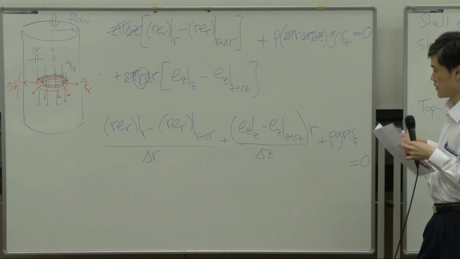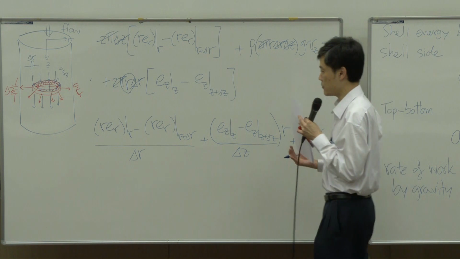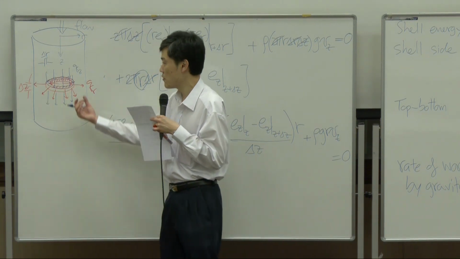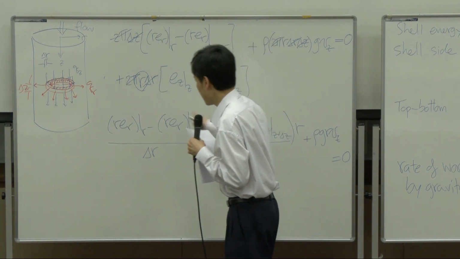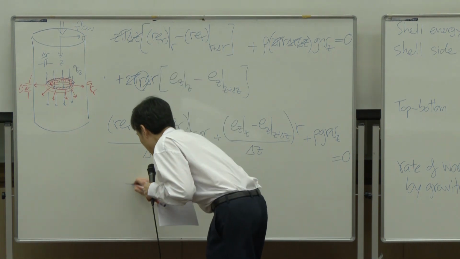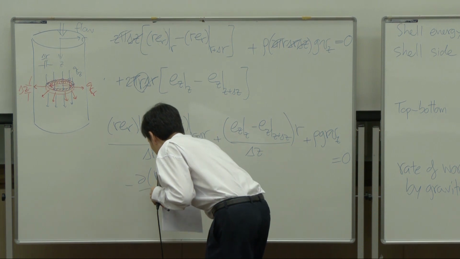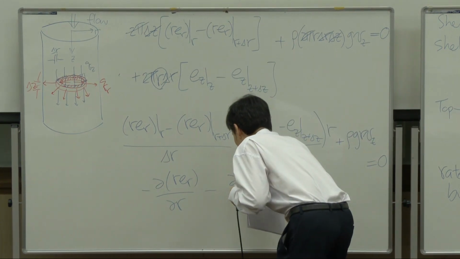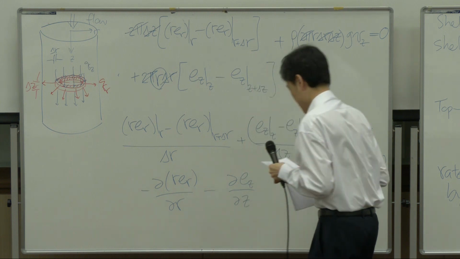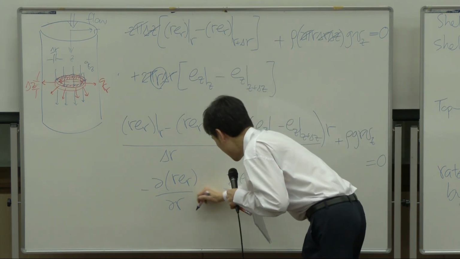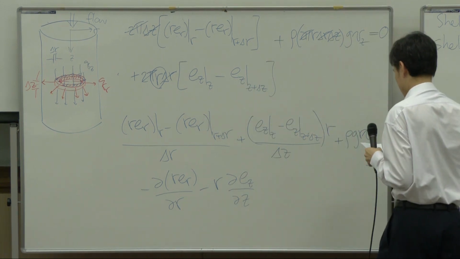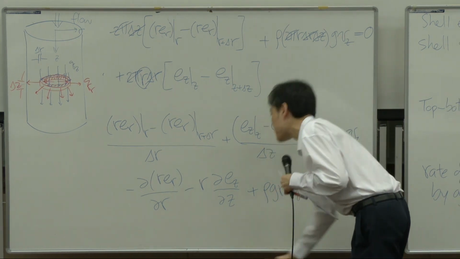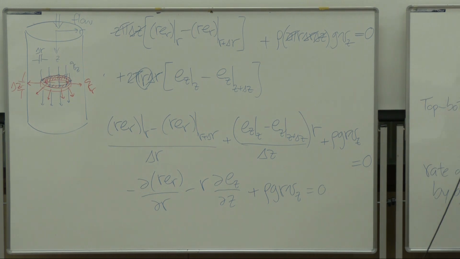All right? So when you see this form, you can take limit delta r approaching 0, delta z approaching 0 at the same time. That means the shell is very, very small, very, very thin. So in that case, the first term turns to be minus differentiation of r er with respect to r. Second term would turn to be minus Ez with respect to z. And I move r in front here. Okay? And then plus rho g r vz equal to 0. That would be our differential equation.